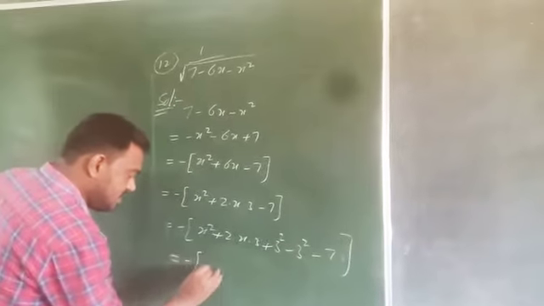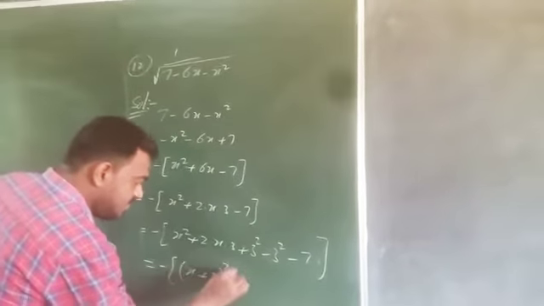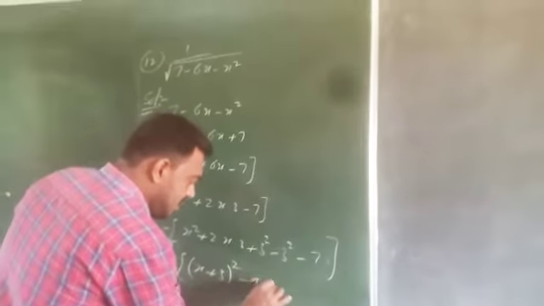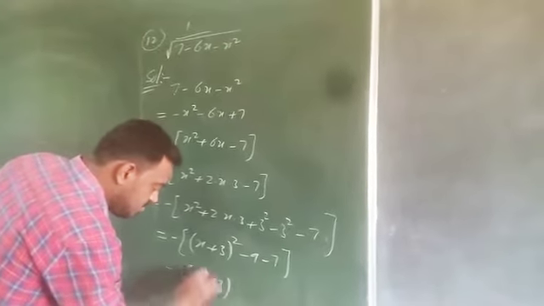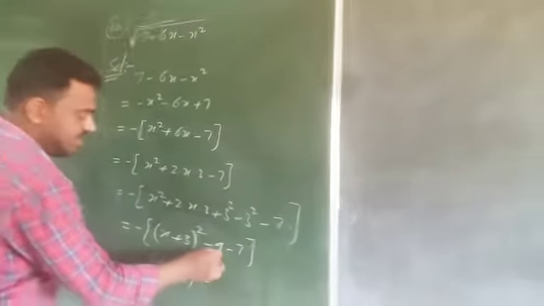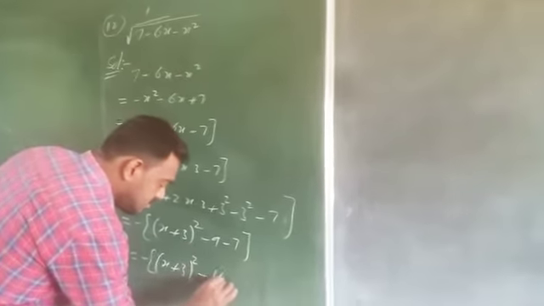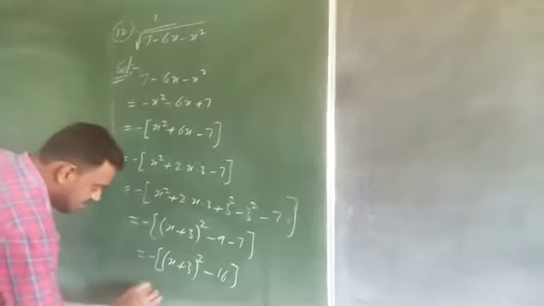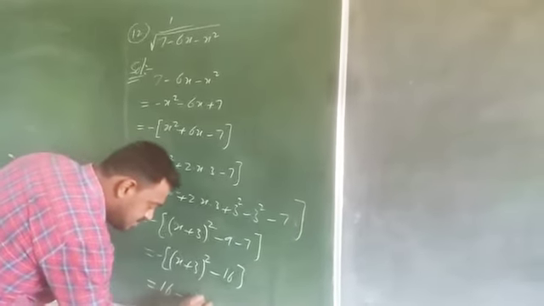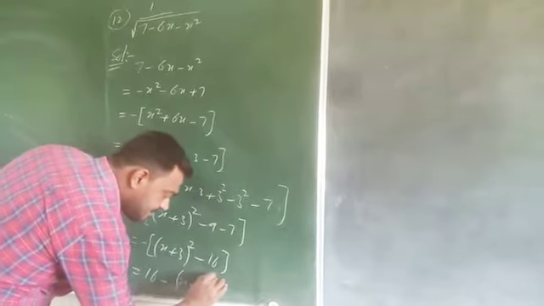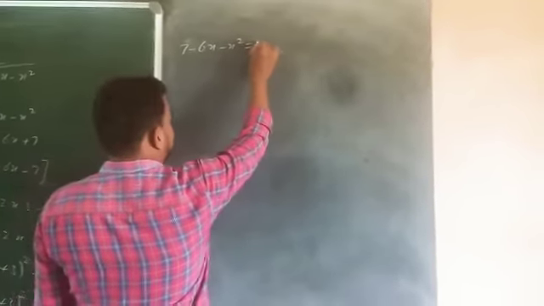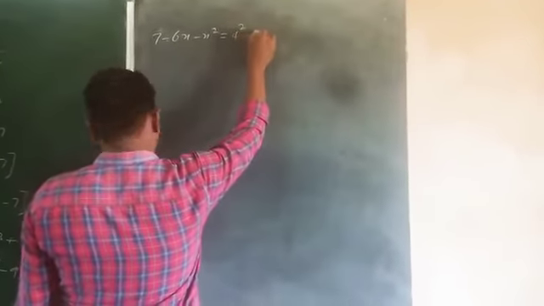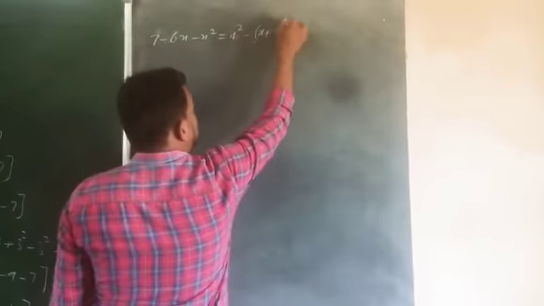This is equal to minus of x plus 3 whole square, then minus 3 square is minus 9, minus 7. This is equal to minus of x plus 3 whole square minus 16. Multiply with minus, what are we getting? 16 minus x plus 3 whole square. Next, 7 minus 6x minus x square is equal to what? 16 is 4 square, so 4 square minus x plus 3 whole square.